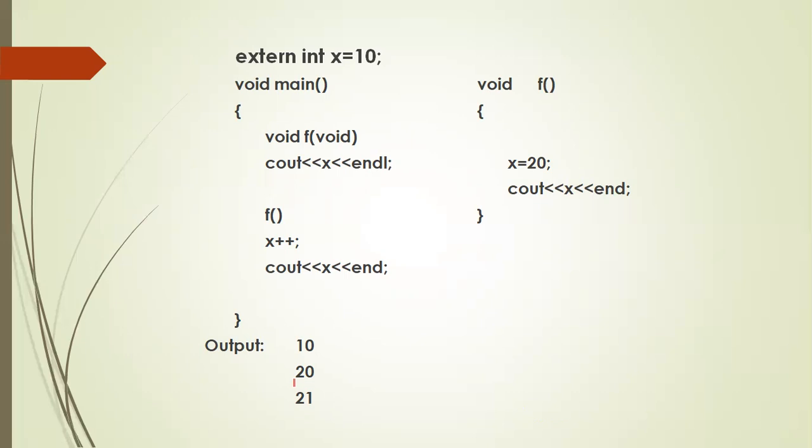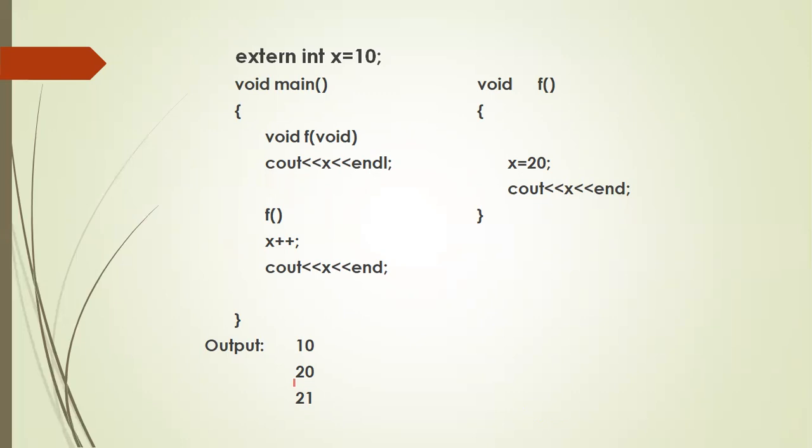Inside that one, I'm again writing x equal to 20. Here, since x is declared outside main, x can be accessed even by the function f. So the function f also has the power to access the variable x. Inside the function f, I will change the value of x to 20. So see out x, the output will be 20. The second line of the output will be 20.